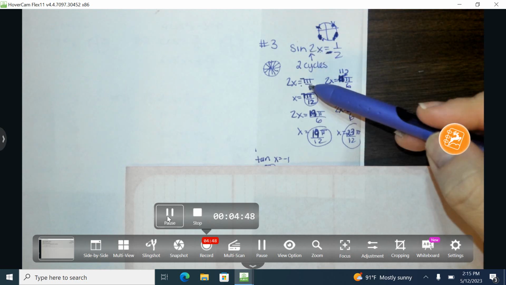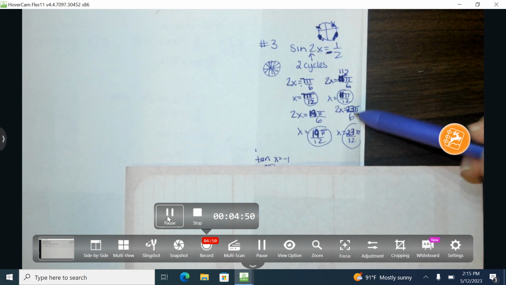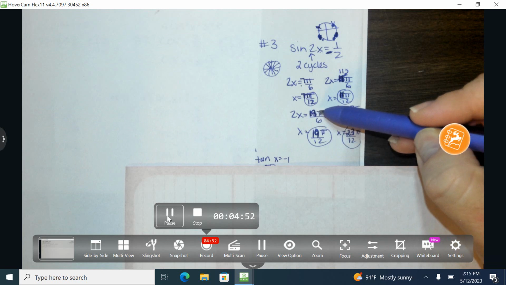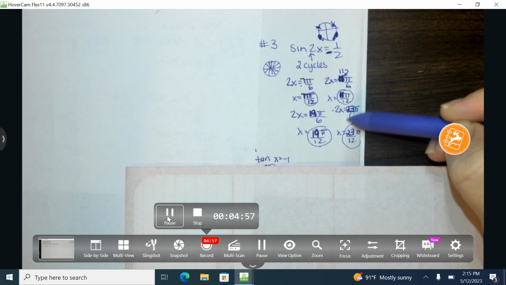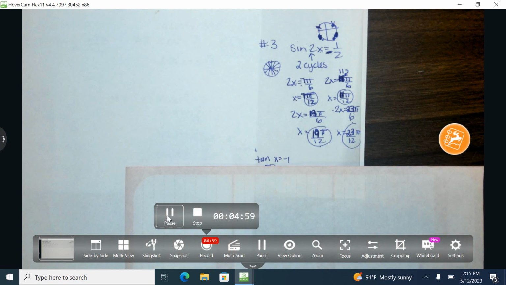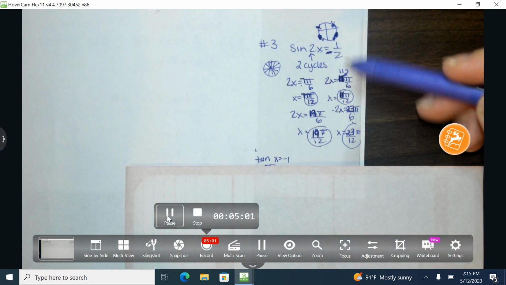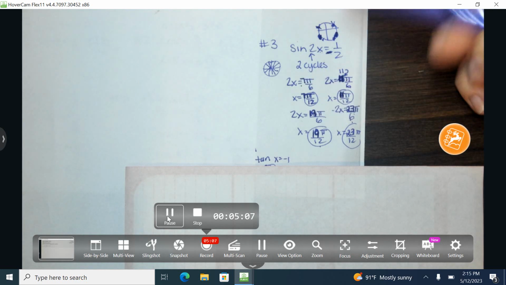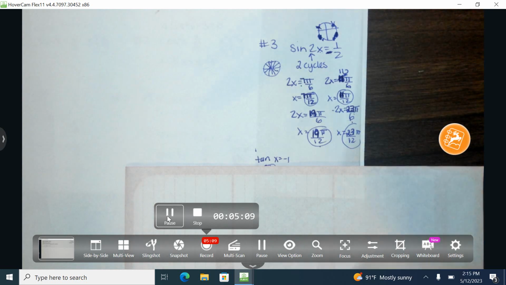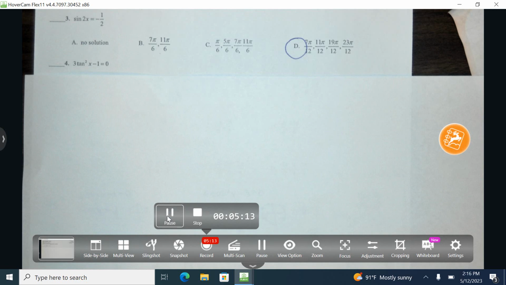You set 2x equal to each one of these radian measurements, and then the same thing, we get 19 pi over 12 and 23 pi over 12 when we divide by 2. You're really multiplying by the denominator. Is there a quicker way? Absolutely. When you have 30-degree increments, you're simply going to add 12 to the numerator. So 7 plus 12 is 19. 11 plus 12 is 23. The correct answer for number 3 is D.